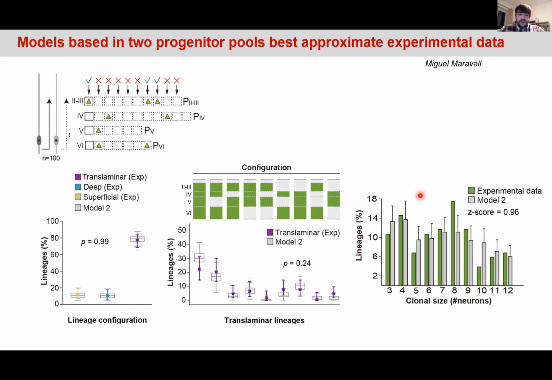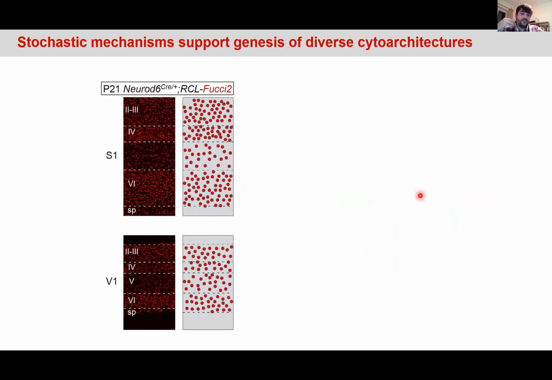Now one can think, what's the use of such a mechanism? Why would the cortex benefit from having stochastic mechanisms in order to be built? I will then come back to my earlier point during my introduction. Different regions of the cortex are made of different cellular architectures. Here you have an example of primary somatosensory and primary visual cortex, in which excitatory cells have been labeled with a nuclear marker.